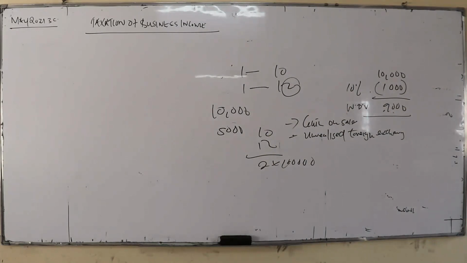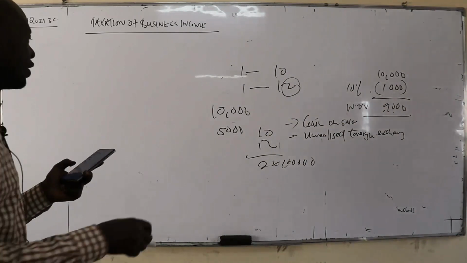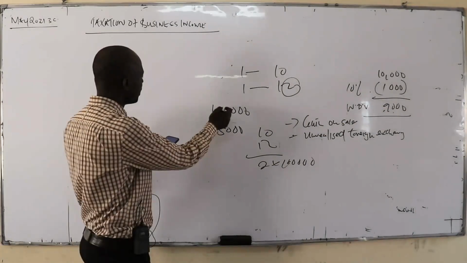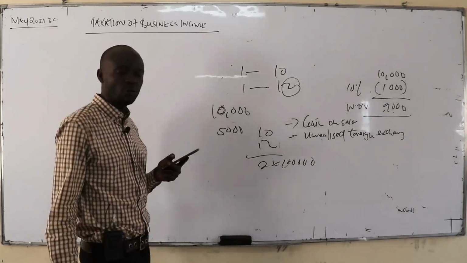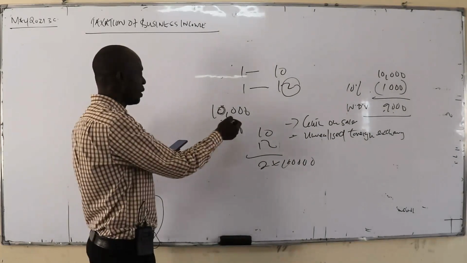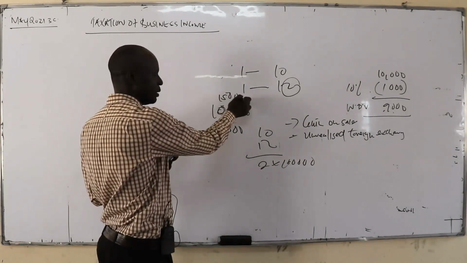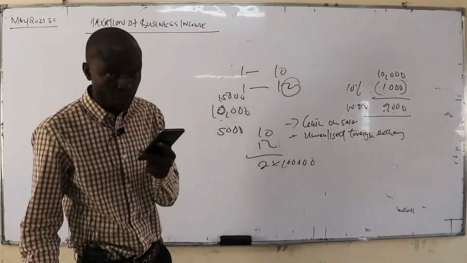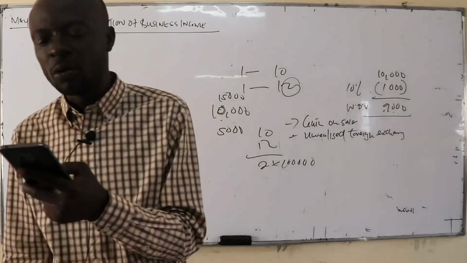Or increase in specific provision. The way it can reduce, you can as well increase. When you assess that your debtors are defaulting more and more, you need to increase this amount. Any increase, maybe you want to make it 15,000, the increment in specific provision is an allowable expense.